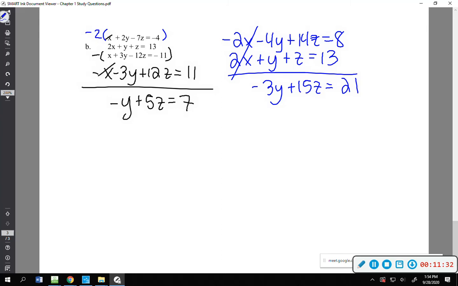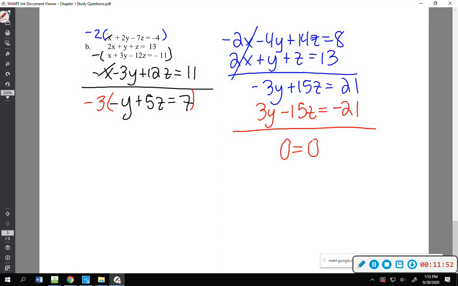Let's eliminate y. So I'm going to multiply this equation. So that's a negative 3y, so we need to make this a positive 3y. So I'm going to multiply this equation by a negative 3, so that we get 3y minus 15z equals negative 21. And you can see those are all opposites, which makes 0 equals 0, which means that we have infinitely many solutions. Okay? Why can't I just stop here? Because technically it's not just infinitely many solutions, it's infinitely many solutions on the line where the three planes intersect. So we need to write the equation of the line.